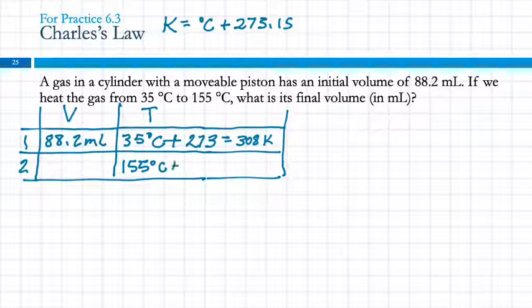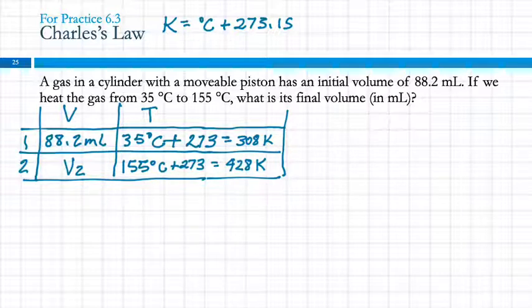I'm going to convert the other one also. 155 plus 273 is 428 Kelvin. And it says, what's its final volume? I should have one cell empty. So that's volume 2. I'm going to call this volume 2 because it's the volume column in the second row.